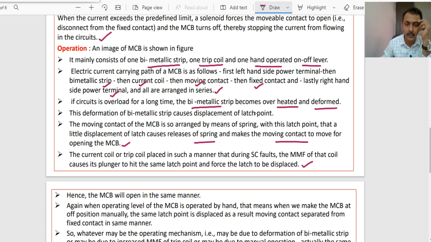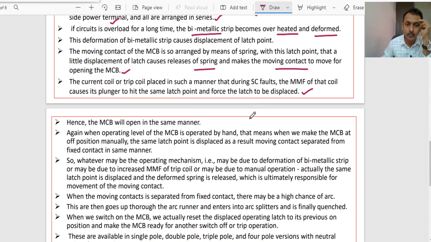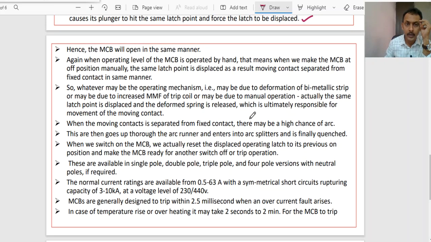So this is the operation. So here again, when the operating lever of the MCB is operated by hand, that means when we make the MCB go to the off position manually, the same latch will be displaced. As a result, the moving contacts will get separated from the fixed contact in the same manner.